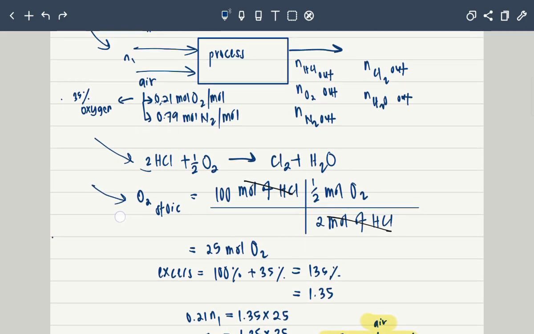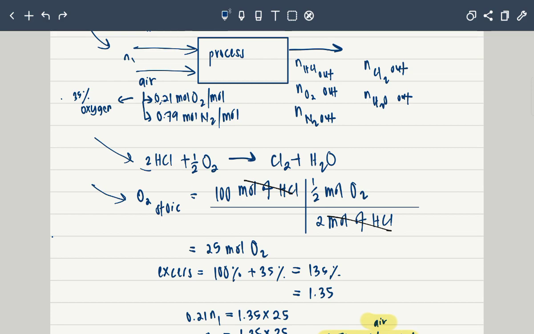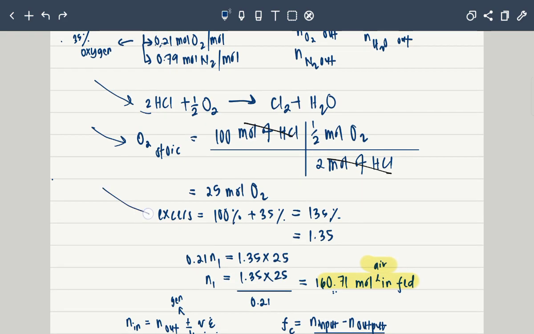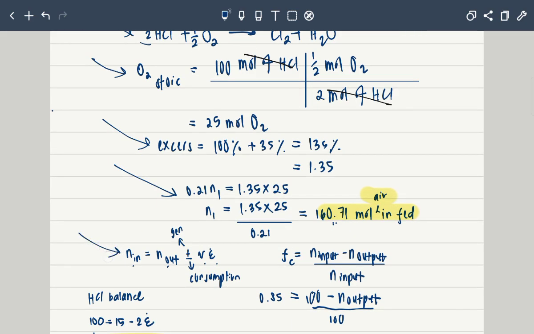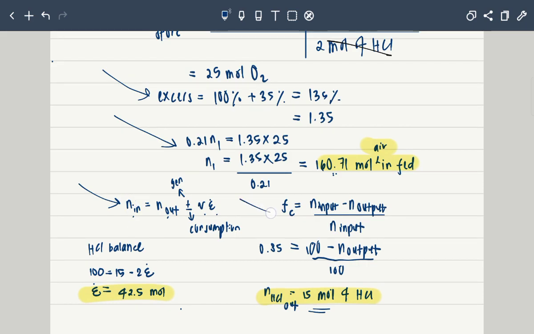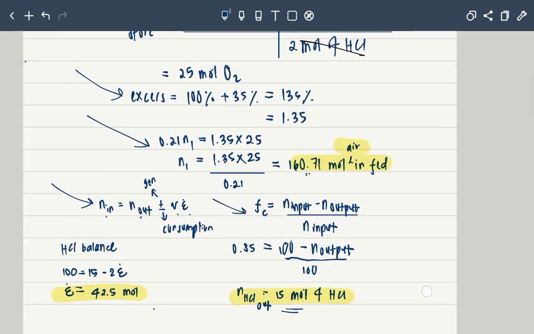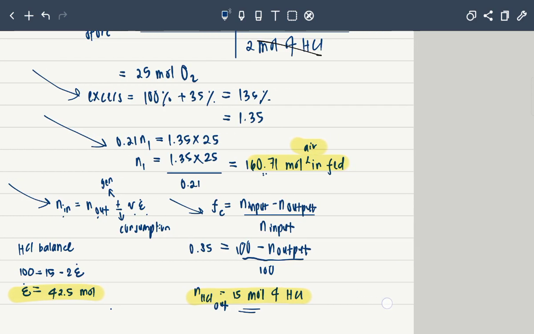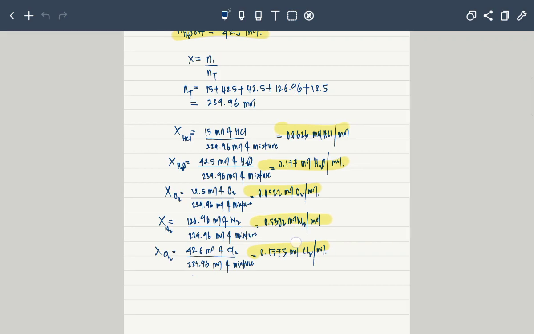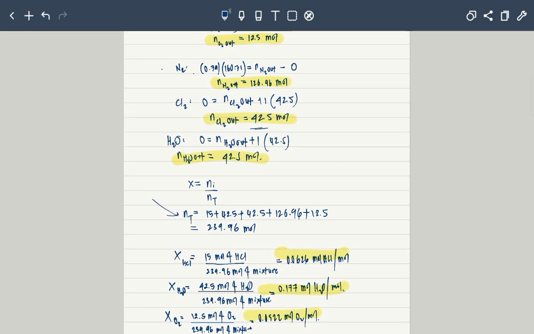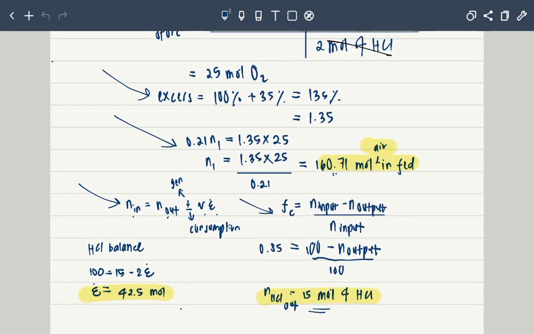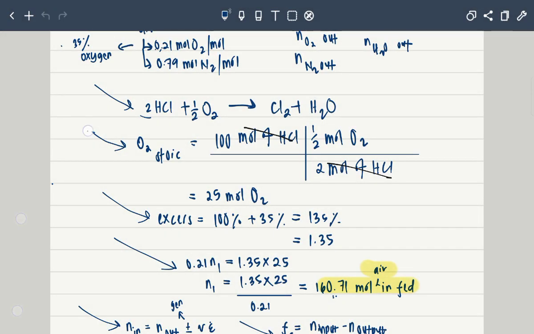And then mesti korang tanya kan, kenapa tak boleh pakai Cl2, H2O ke kan? Macam mana nak guna? Mana boleh guna? Settlekan info lagi, and then baru boleh guna S10. Ni pun info juga. And then HCl balance, gunakan formula, cari total, cari mole fraction. Itu saja.